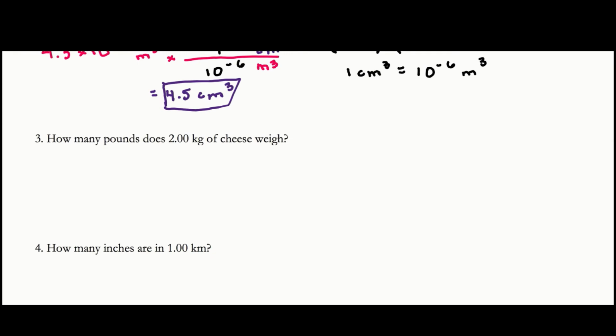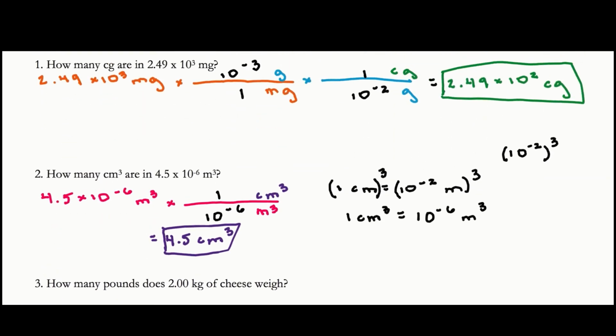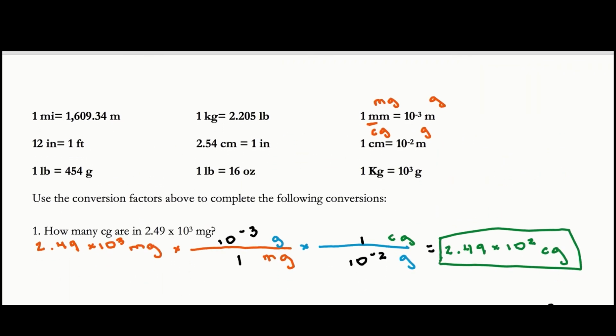Let's look at the next example. How many pounds does 2 kilograms of cheese weigh? So I have 2.00 kilograms. That's my given. Let's look at the units I'm given to figure out where I'm going to go, because I know I want to get out of kilograms, but where am I going to go exactly? Kilograms to pounds is my goal.